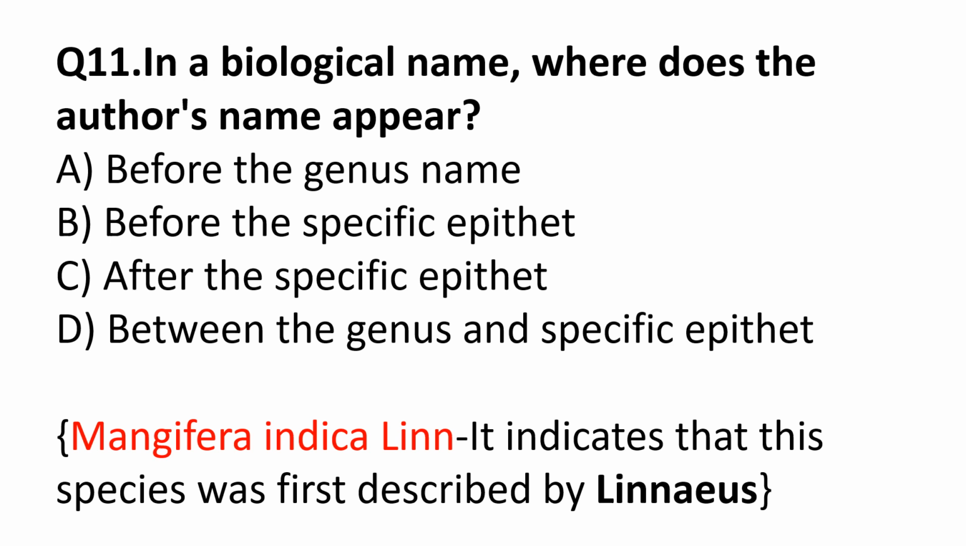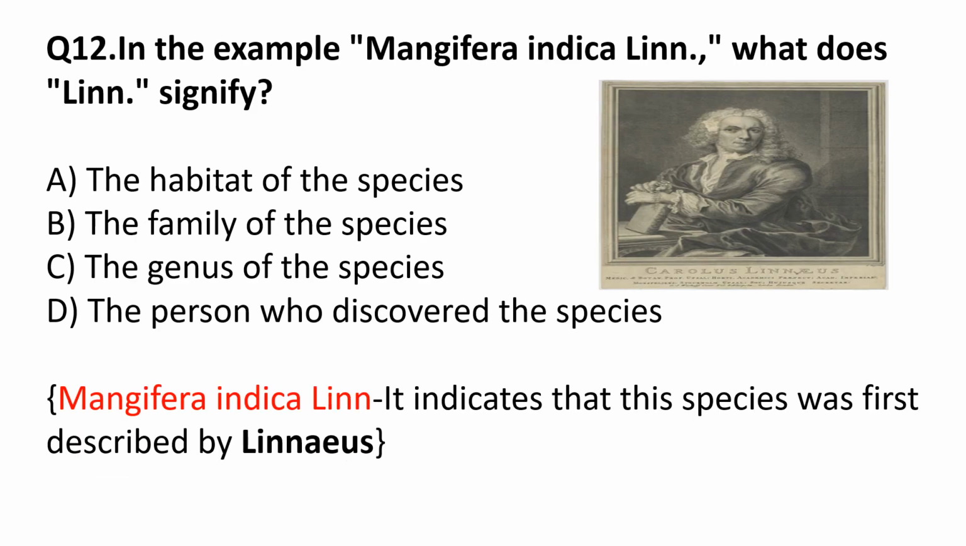In a biological name, where does the author's name appear? The author's name appears after the specific epithet, that is the second part. Example, in Mangifera indica Lin, Lin means Linnaeus. Carolus Linnaeus discovered this, so it indicates that this species was first described by Linnaeus. In the example Mangifera indica Lin, what does Lin signify? It signifies the person who discovered the species. He is Carolus Linnaeus.